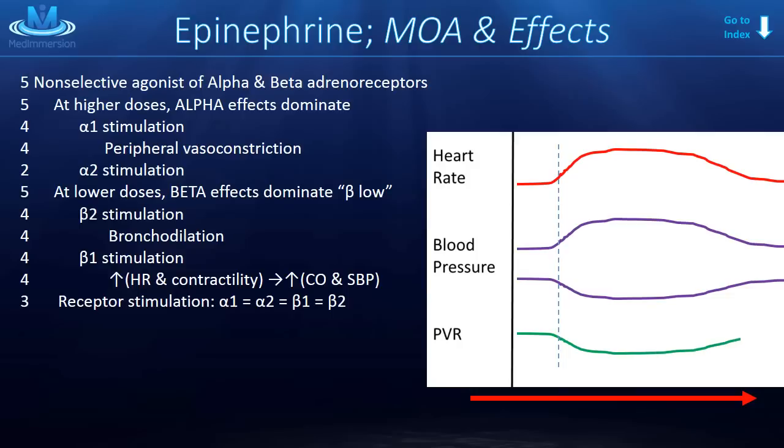Why will that happen? I thought alpha 1 was a peripheral vasoconstrictor. Well, that's true, but the dose isn't high enough to constrict down all those peripheries. You're actually going to be in the beta range. And remember, beta 2 is a dilator. Okay, so this isn't the last time that you'll see this chart. This is a popular chart to discuss, and even test questions will come off of this.